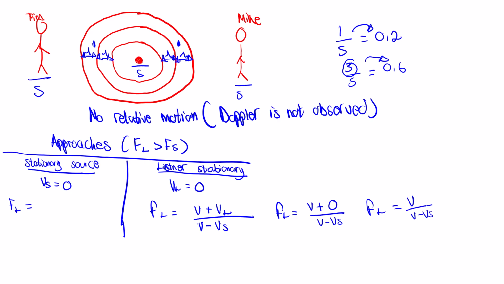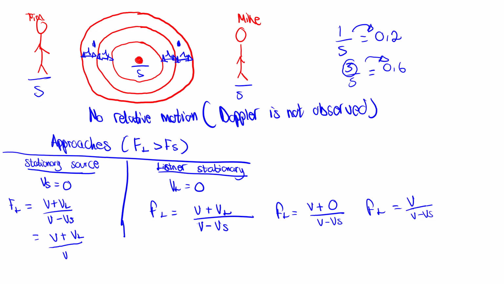Just sit down and try to make sense of why we choose a plus or minus with the approaching situation, and you kind of see why we do that, right? So this is going to be V plus VL over V minus VS, right? Because the source of sound is stationary, obviously, this can just be written as V plus VL over V, because VS is equal to 0, right? So this is a scenario when I am approaching the vehicle or the vehicle is approaching me.